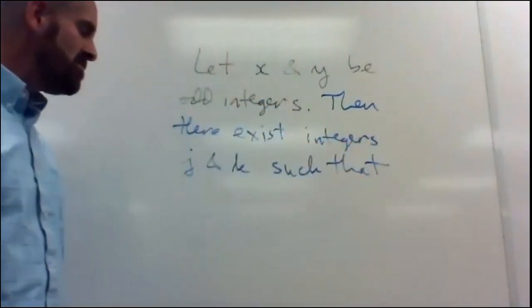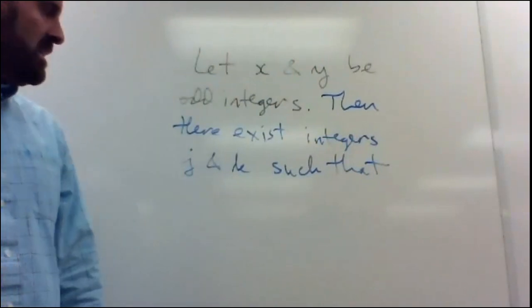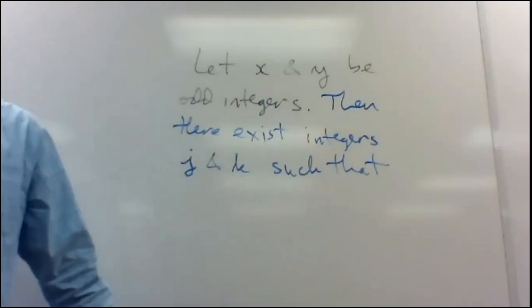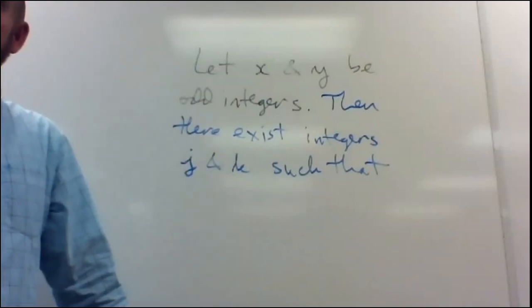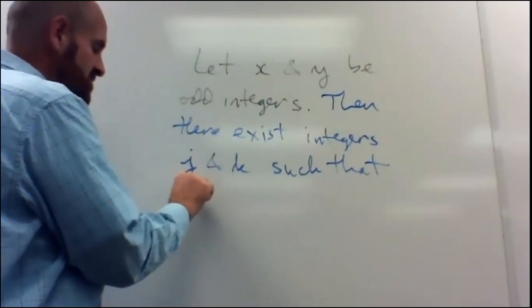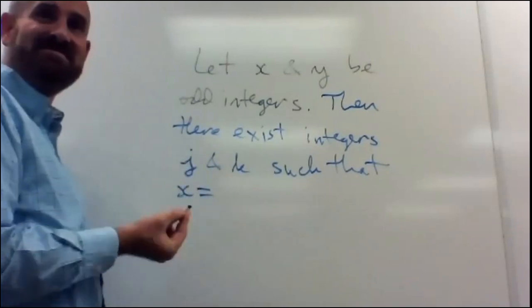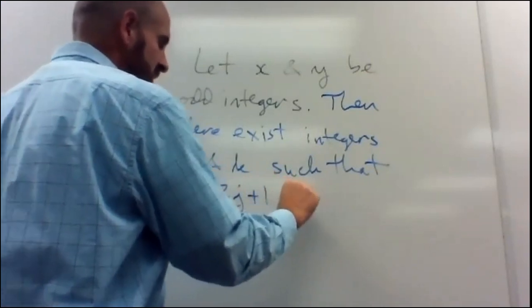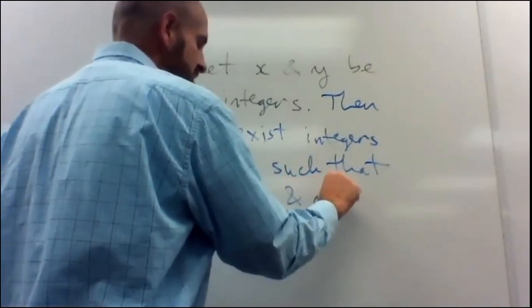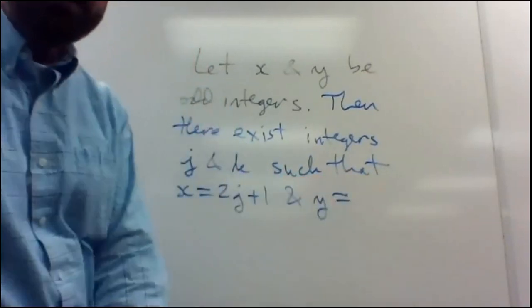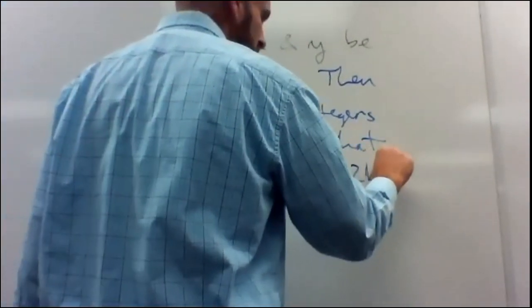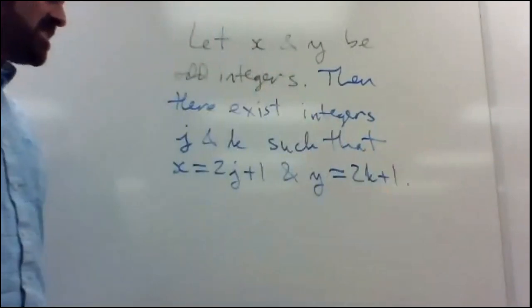What? Why do you think I put two integers here? So I even used alphabetical j and k. So x is going to be what? Yeah, 2j plus 1, and y is equal to 2k plus 1. Okay? Yes, that's a great start.